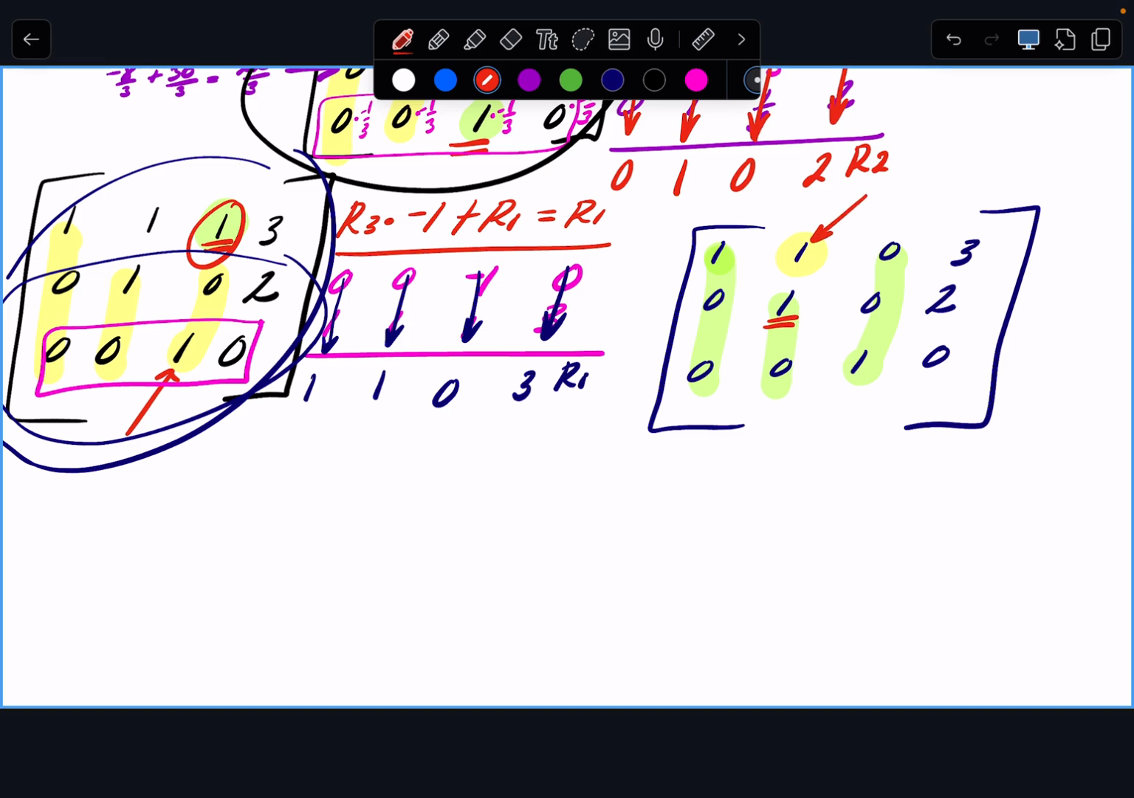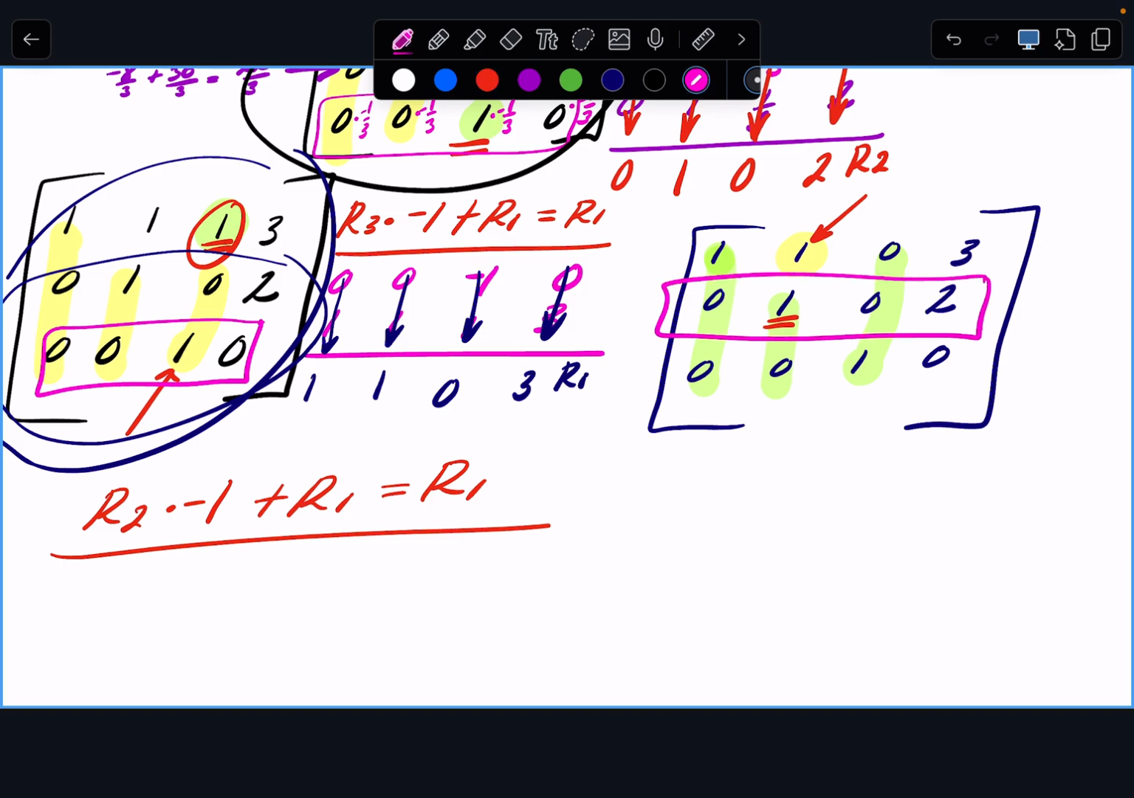So we need this to be a 0. So won't we take row 2 and times by -1? Yeah. Added to row 1 equaling new row 1, which will then finally be done. So I'm going to do pink box. I'm timesing this by -1 so my brain stays in the right spot.